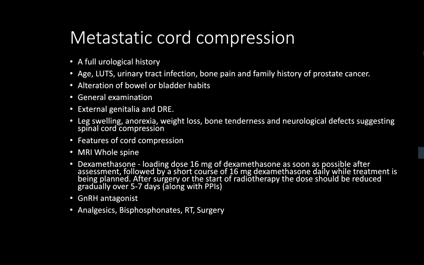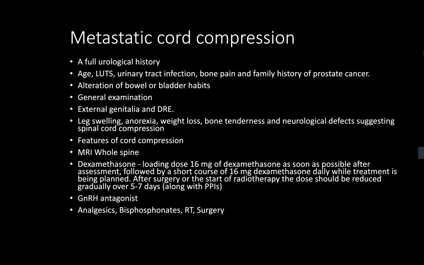So other things you can consider is a GnRH antagonist, as we discussed, degarelix, which will help in the control of the prostate cancer part. Patient also needs analgesics, bisphosphonates, radiotherapy, surgery as needed. Very good. That's quite a detailed discussion. We have discussed intermediate risk prostate cancer and high risk prostate cancer. We have touched upon metastatic prostate cancer, biochemical recurrence, and metastatic spinal cord compression.